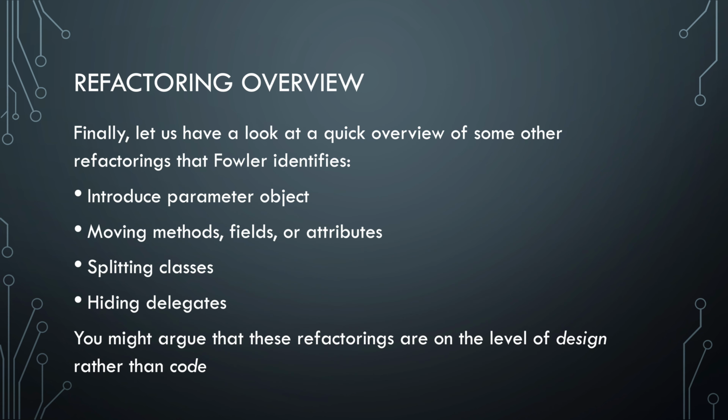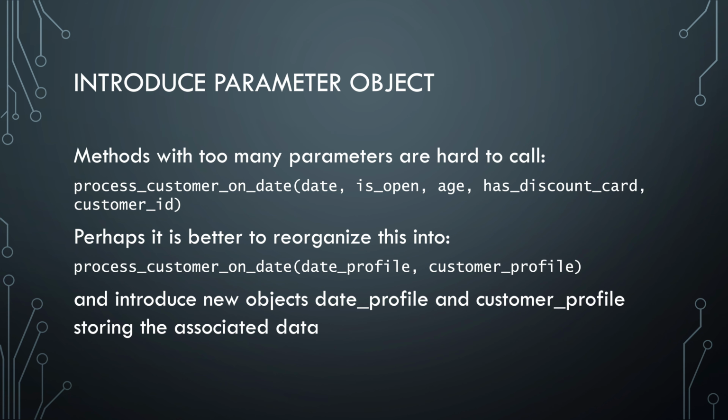Now, before I finish this clip, let's look at a few more refactorings. These refactorings are more on the level of design. The first one is introduce parameter object. If a method has many parameters, it's difficult to call because you need to supply so much information. You can group parameters that belong together in an object to address this.